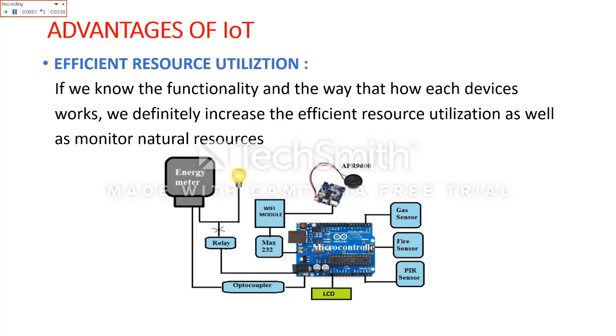Now the advantages of Internet of Things: efficient resource utilization. If we know the functionality and the way each device works, we definitely increase the resource utilization as well as monitor natural resources. So see in the diagram, there is one smart meter. This meter is used to show the electricity consumption, and this meter is connected with one lamp, and the lamp is followed by a relay. So this is a relay.